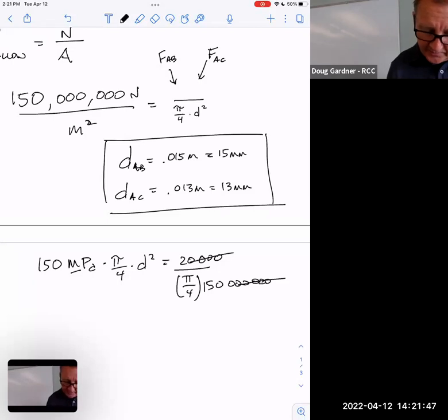But in my case, this is newtons and this is newtons per square meter. Pi and 4 are unitless. So when I divide that, I'm getting square meters. So I have d squared equals square meters, and when I square root both sides, I'm getting meters. I see. Okay.